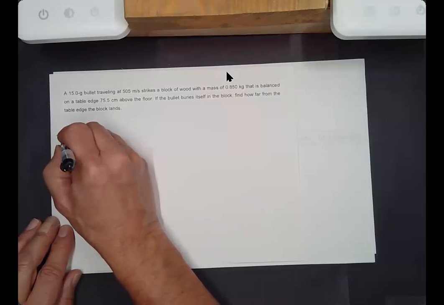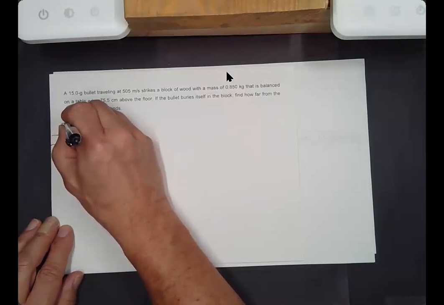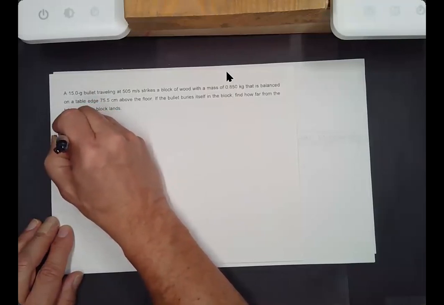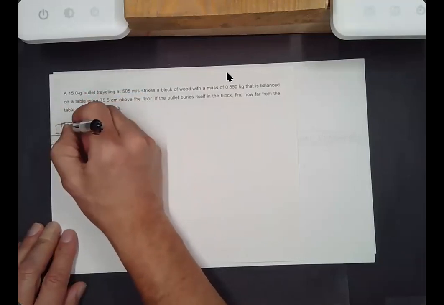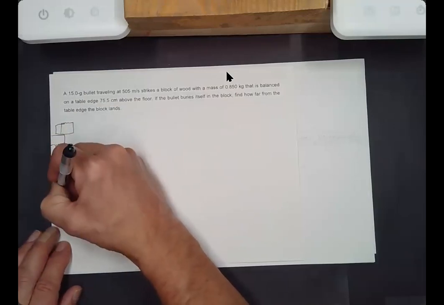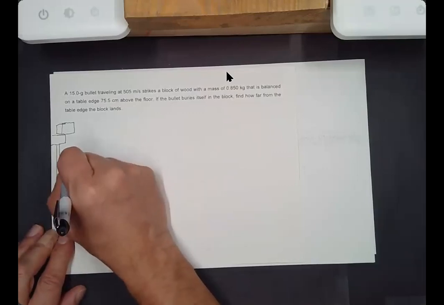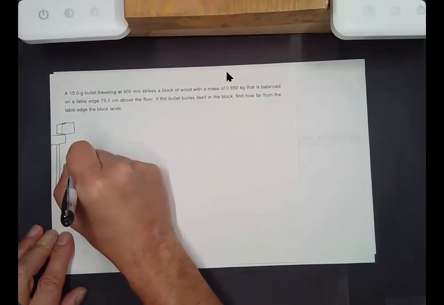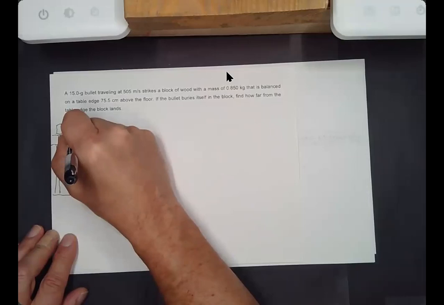Okay, well, here's our situation. We've got a table here. We have a block that's just sitting there, barely balanced. I better make it a little better balanced than that. Anyway, there's the block to begin with, balanced on the table edge. And the floor is 75.5, I think I'll call that 0.755 meters just for the heck of it, above the floor.